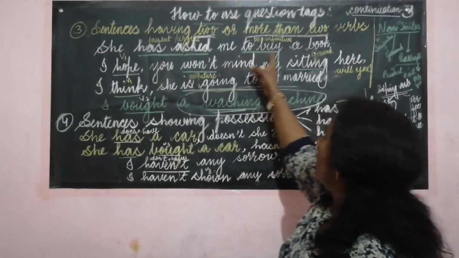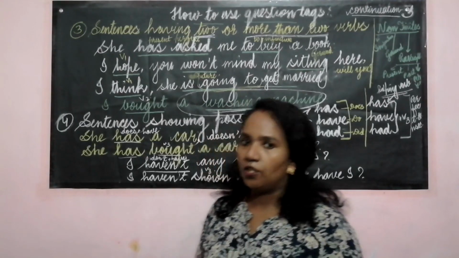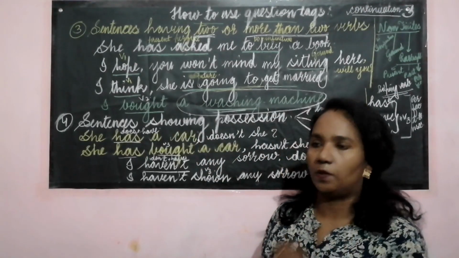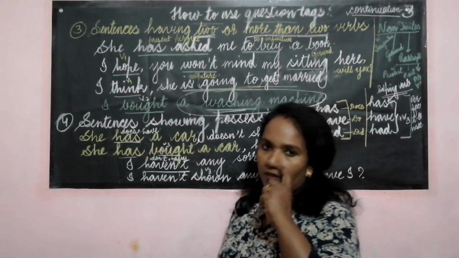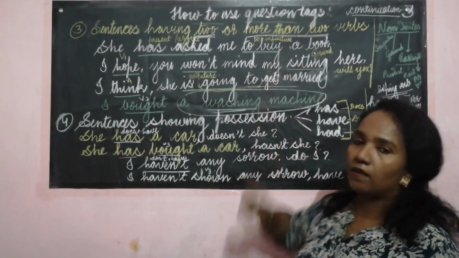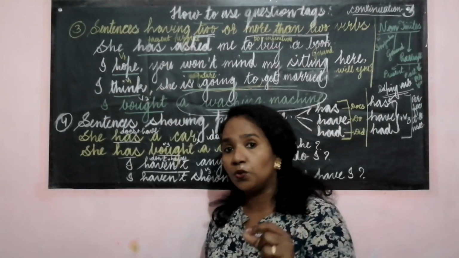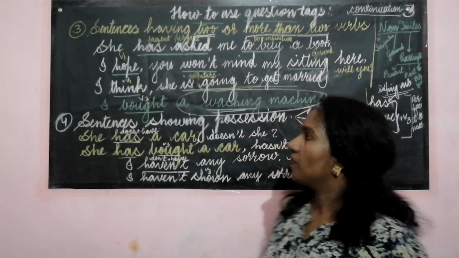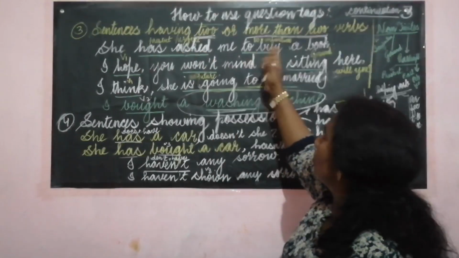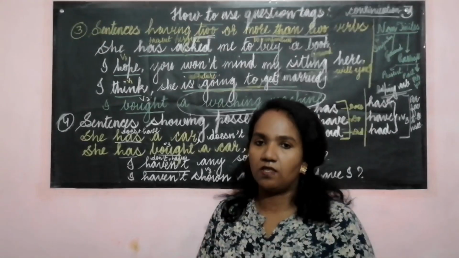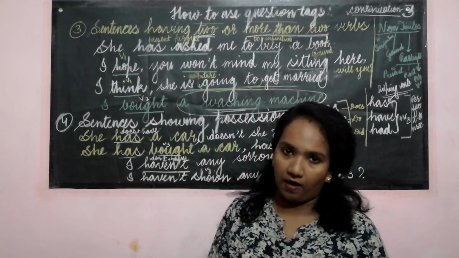She has asked me to buy a book. When you look at this sentence, you can find clearly two verbs. The first one is has asked, the present perfect tense, and to buy, the infinitive, that is the to-infinitive form or the to plus V1 form. Here the confusion is which verb is to be used to make the question tag.